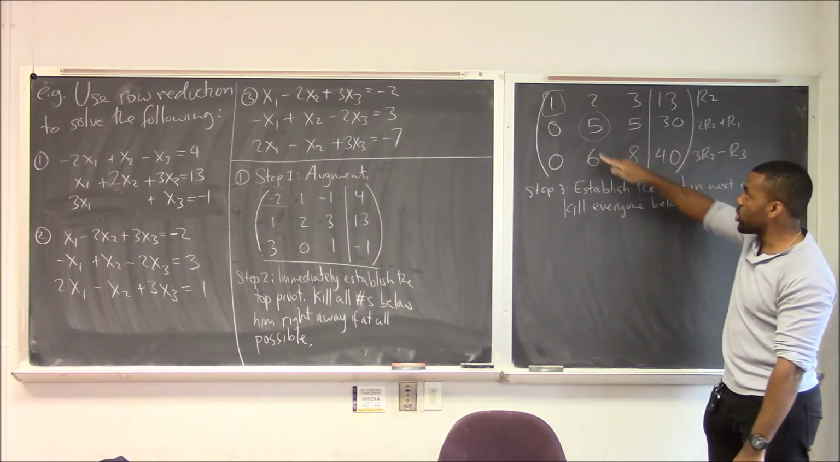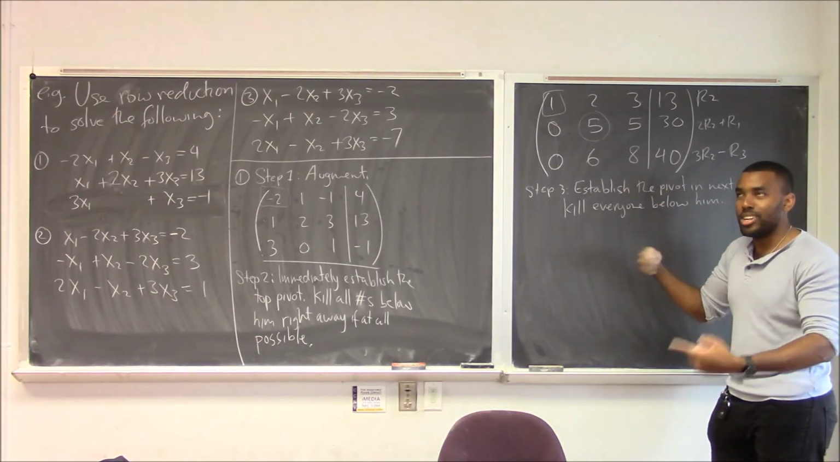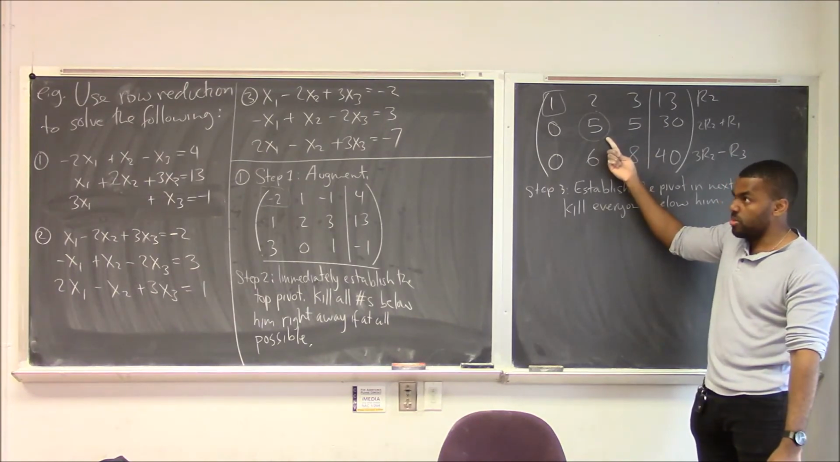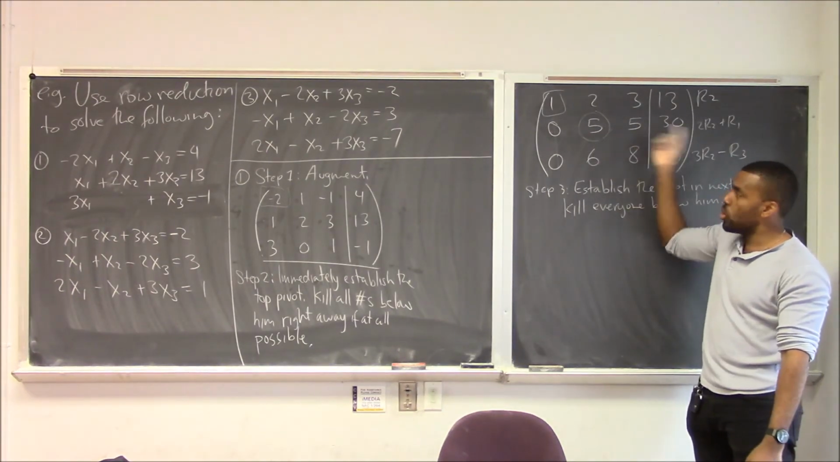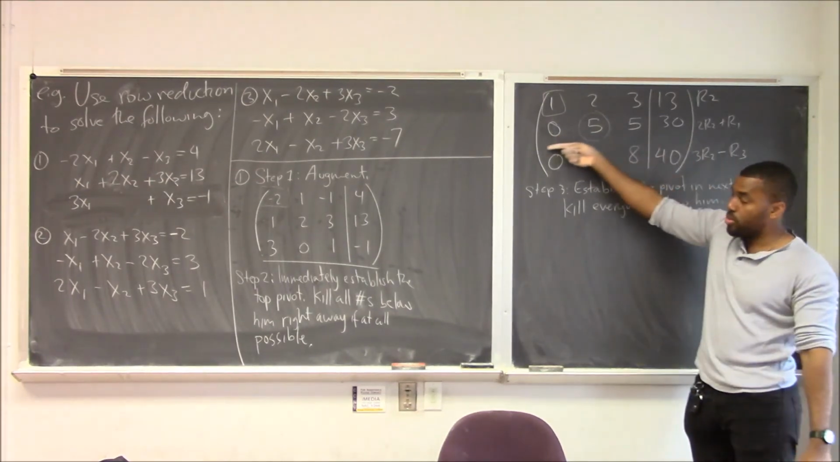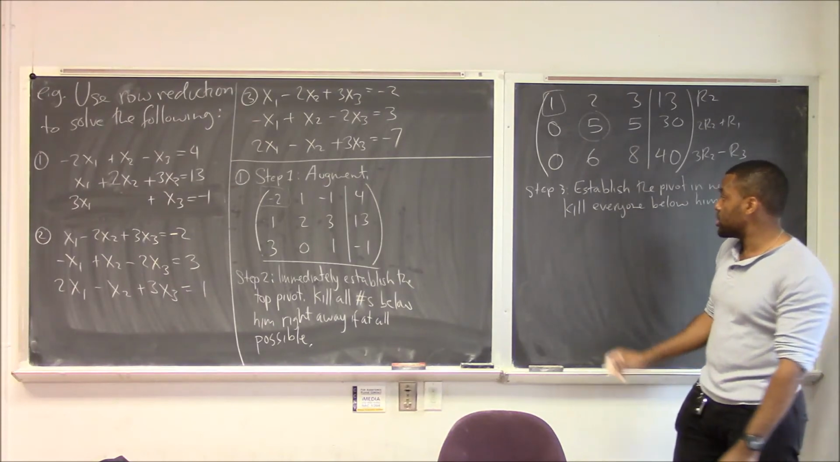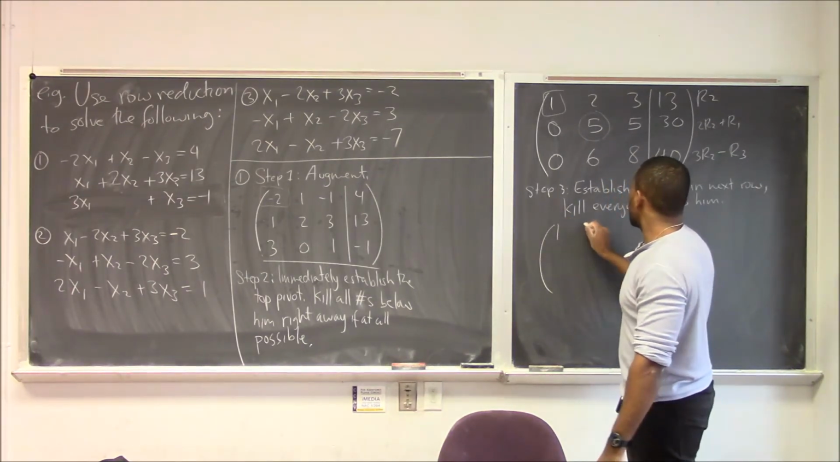There might be times where I wait to make this a 1 until the last step because I know I can eventually get that 1, but I'm not going to force it unless turning it into a 1 doesn't create any other fraction. In this case though, dividing through by 5, everyone is a multiple of 5. It won't create any fractions. So that's how I'm going to establish the next pivot. 1, 2, 3.